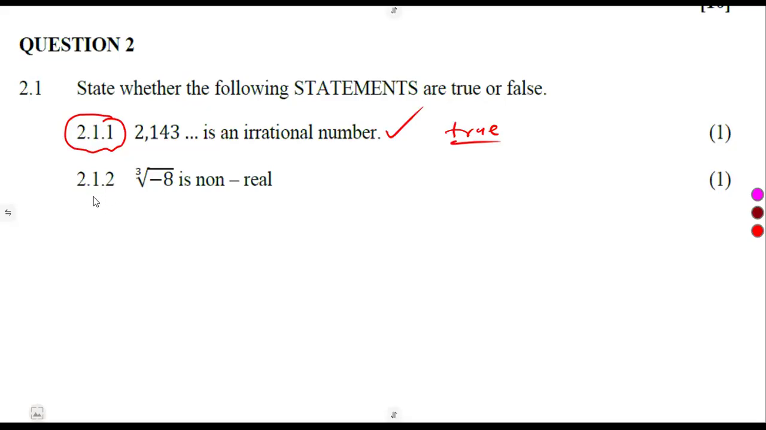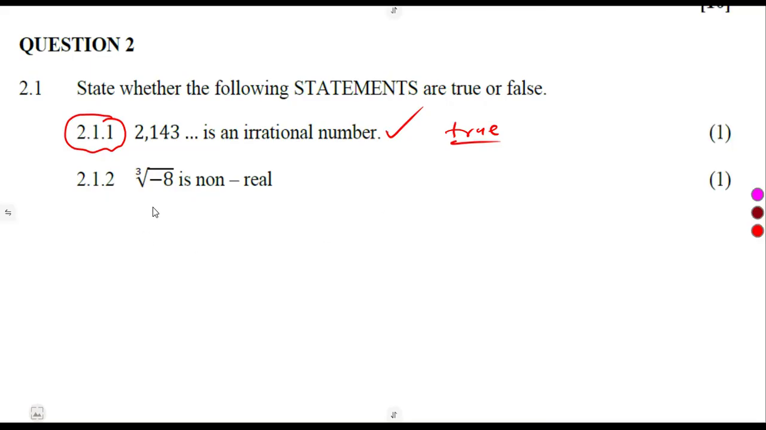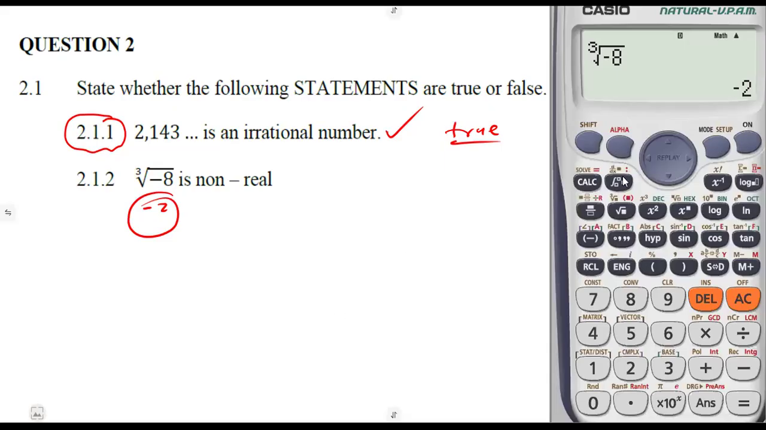All right, 2.12, the cube root of minus 8. Guys, even if you do not know, use the calculator. The cube root of minus 8 is what? You can see the answer is minus 2. So is minus 2 non-real? No. It exists, guys. A non-real number is something that does not exist, something that we cannot simplify on our calculator, like the square root of minus 8. This one does not exist.